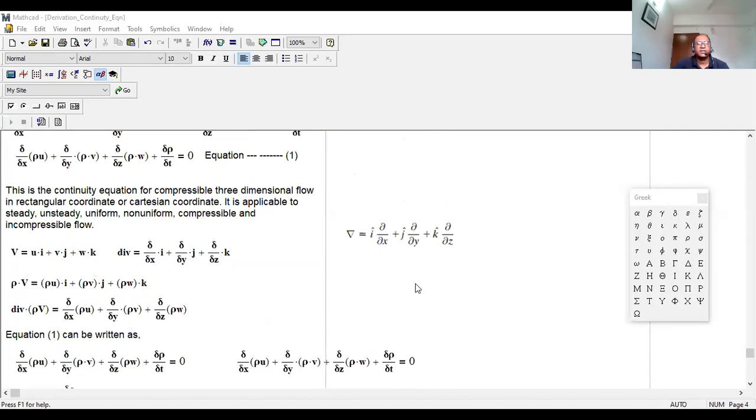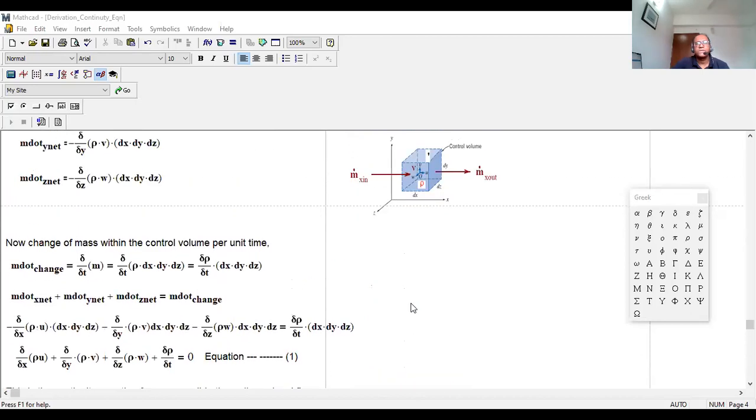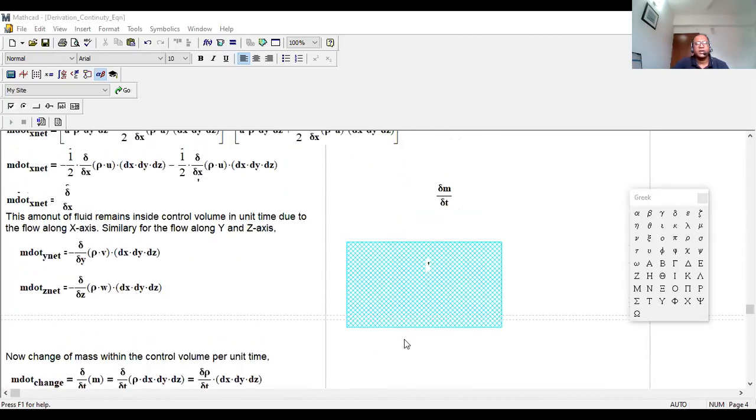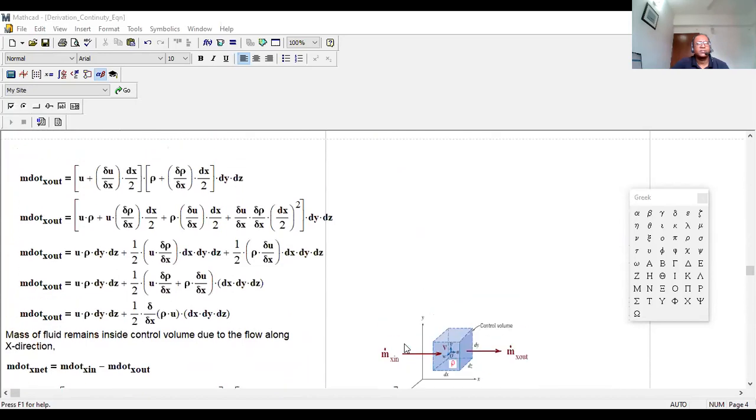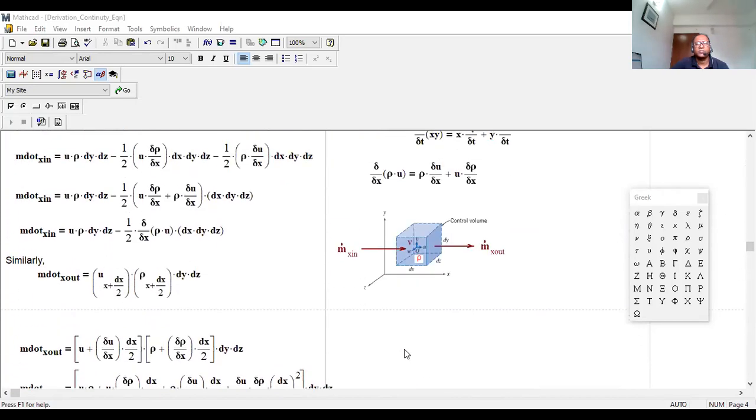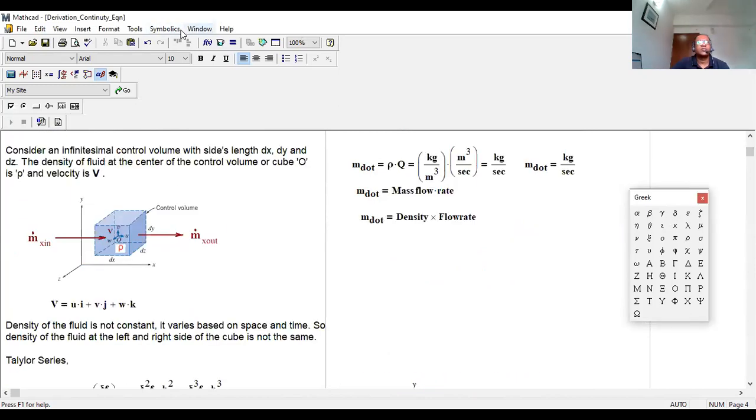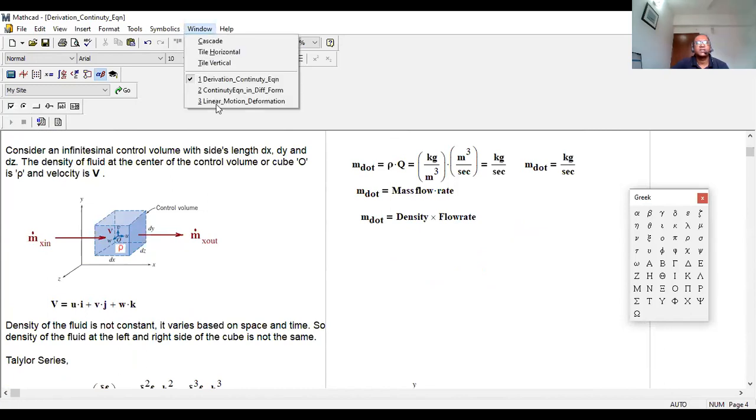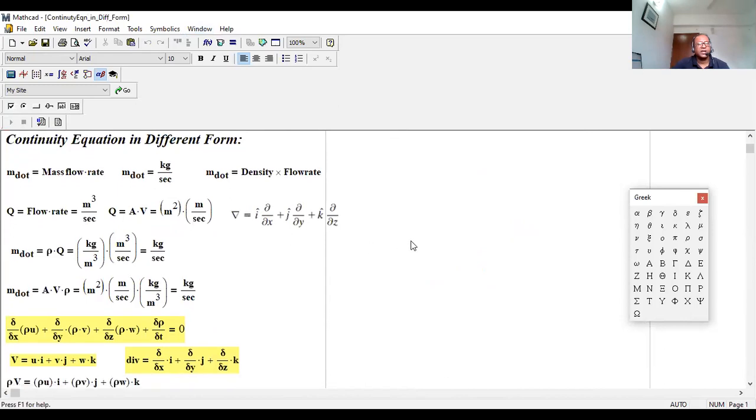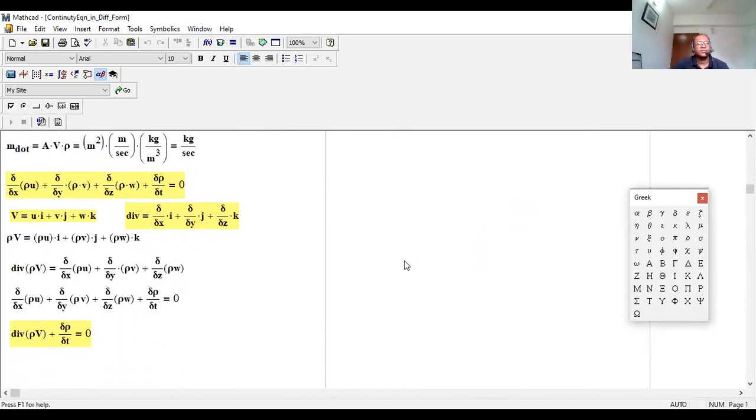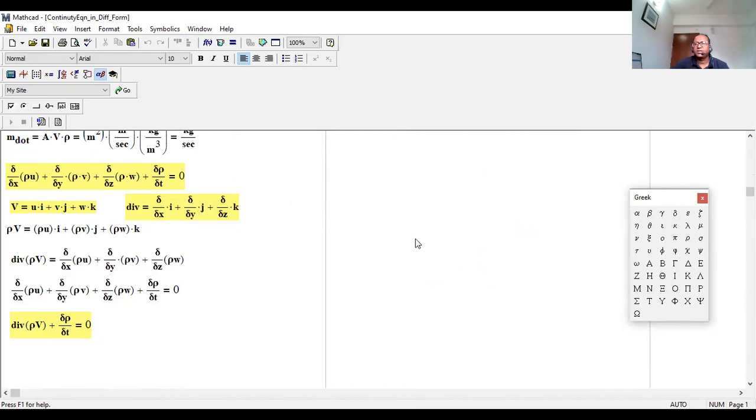So let's see where I left it, right over here. So this is the derivation, okay? So if I put this derivation in the exam, make sure you start from the assumption. Okay, now I'd like to show you something else, how we can use this continuity equation for different cases of flow.